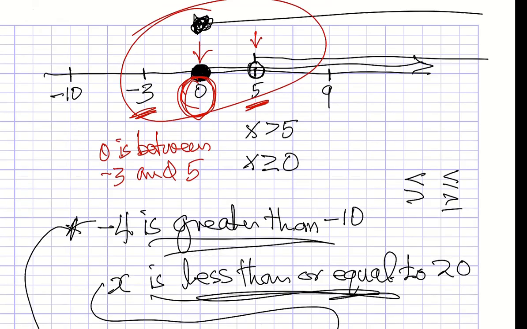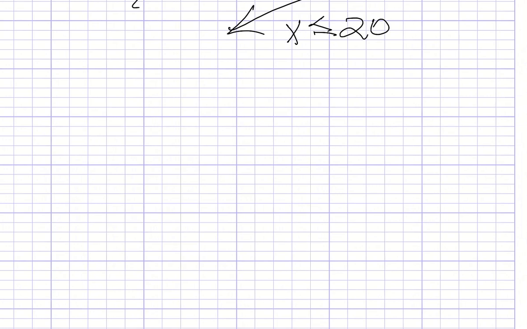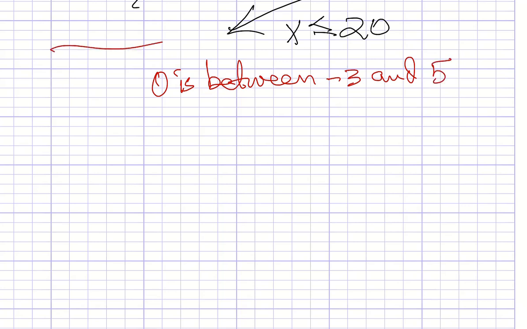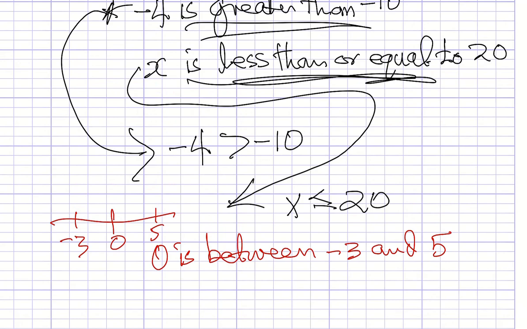So how do you write that? Okay, let me write it again. 0 is between minus 3 and 5. You remember? 0, minus 3, 5. Okay, 0 is between that. How do you write that using this thing here?